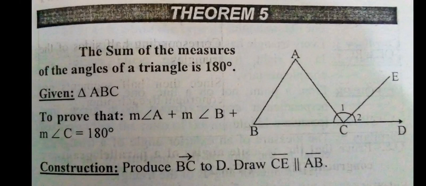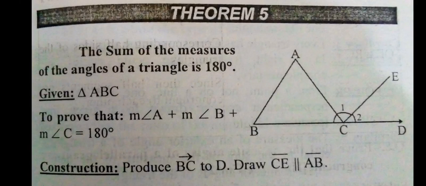It means if we sum all the angles of a triangle, we will get the answer of 180 degrees. If we sum the 3 angles of a triangle, we will get 180 degrees in the answer. So we have to prove that.